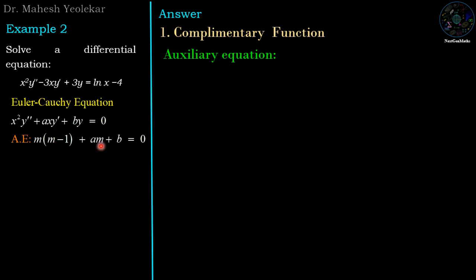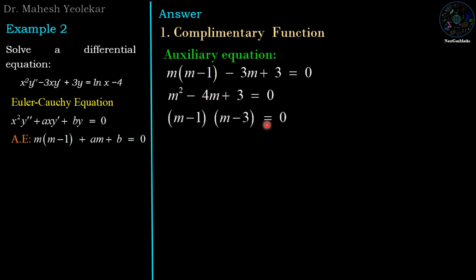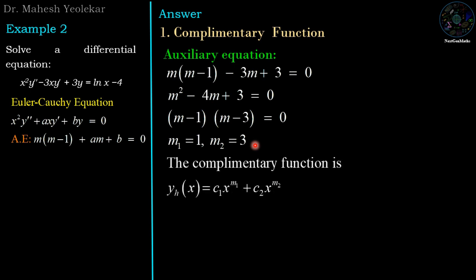Substitute those values in the auxiliary equation. We have m into m minus 1 minus 3m plus 3 equals 0. Now if we simplify, then we have m square minus 4m plus 3 equals 0. Find the roots. m minus 1, m minus 3 equals 0. So m1 equals 1, m2 equals 3. They are real and distinct roots. Therefore, the complementary function is in the form c1 x power m1 plus c2 x power m2. Here m1 equals 1 and m2 equals 3. Substitute those values. So yh is equal to c1 x plus c2 x cube.